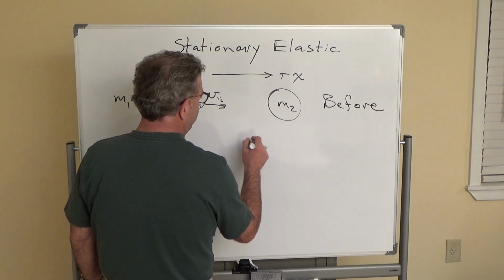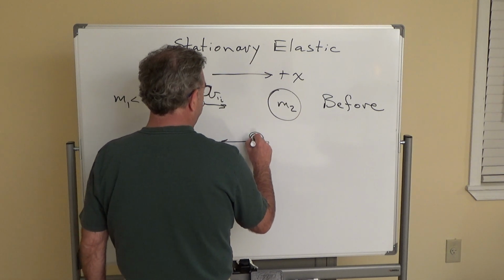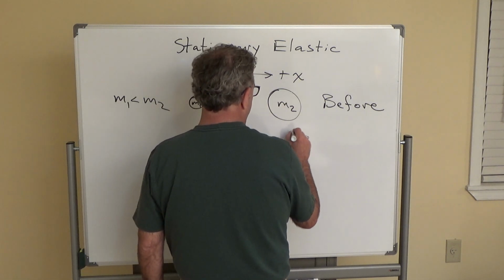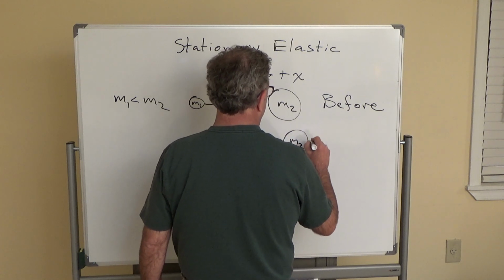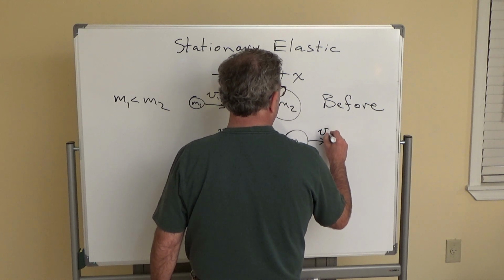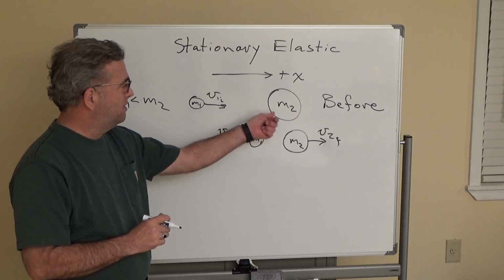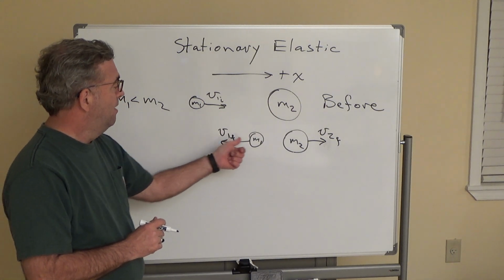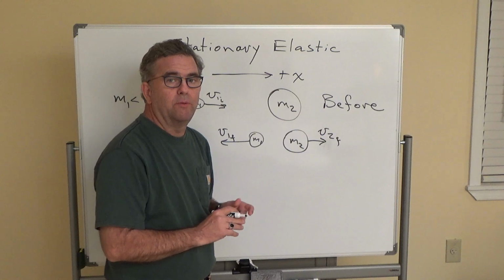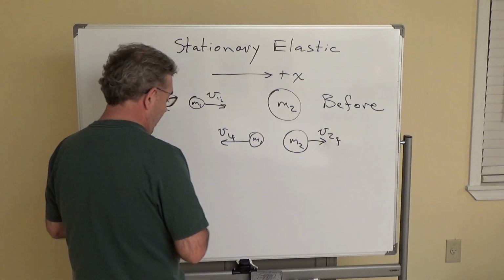and after the collision, you would have something like this. Here's M1. This would be V1 final. Here's M2. And this would be V2 final. So I would expect, if M1 is less than M2, then I would expect that V1 final is going to be negative and V2 final is going to be positive. Okay? So that's M1 less than M2.